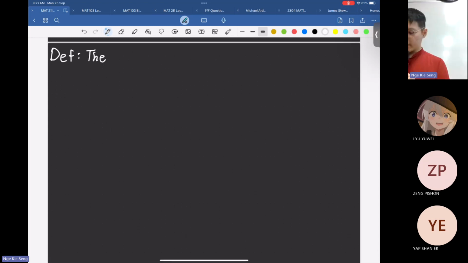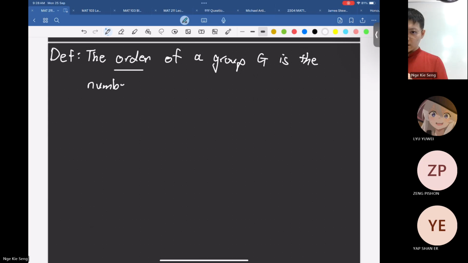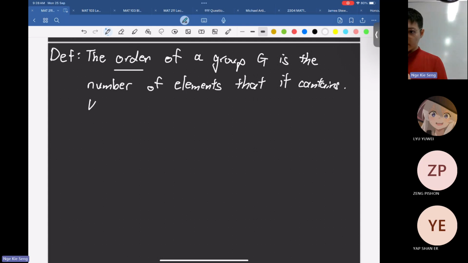It's like set theory. After you introduce a set, you introduce the cardinality of the set. So what's the cardinality of G? This is what we call the order. The order is the number of elements it contains, or the cardinality of the group. We use the same notation and denote it as modulus G.